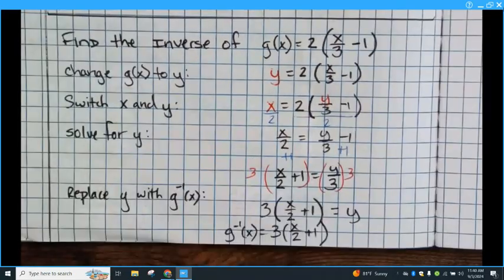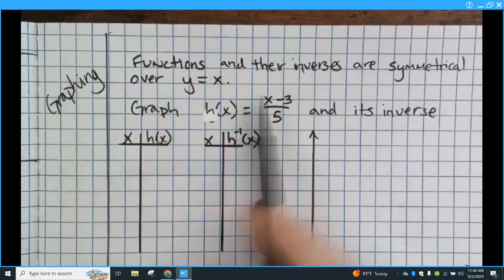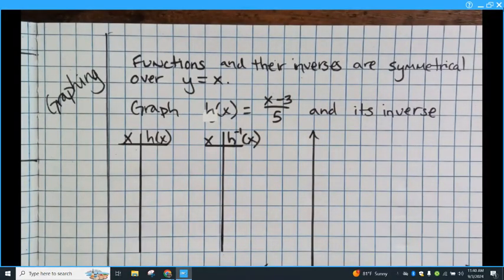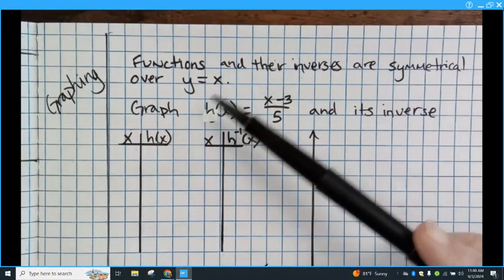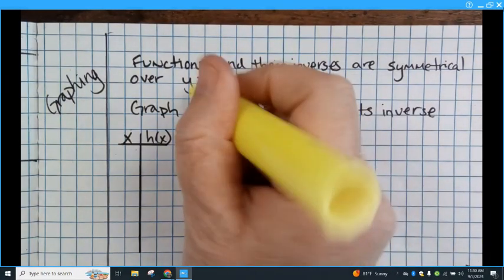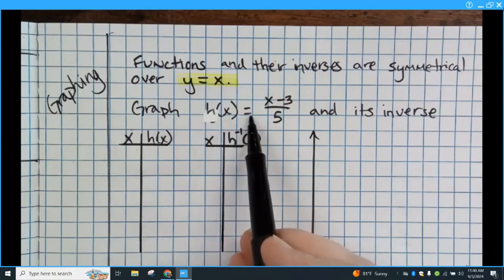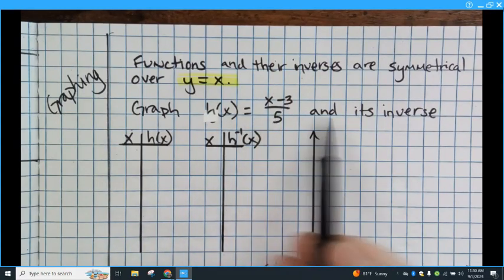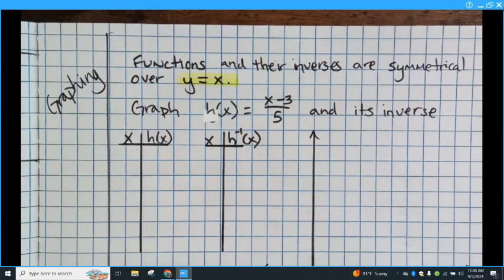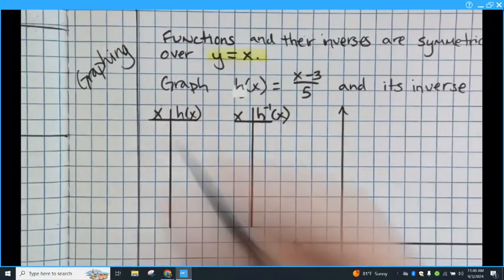Okay, so the other way we're going to talk about is graphing, what they look like graphically. So functions and their inverses are symmetrical over the line y is equal to x. I'm even going to highlight that. Let's highlight that. Okay, they are symmetrical over the line y is equal to x. So we're going to graph h of x is equal to x minus 3 divided by 5 and its inverse. So I'm going to do that by plugging in some numbers. So I'm going to plug in negative 2.